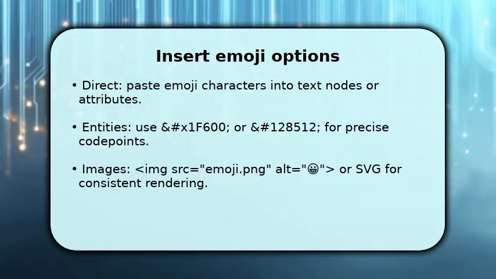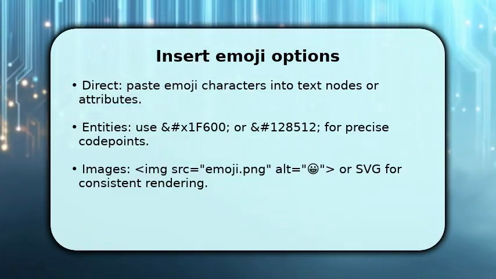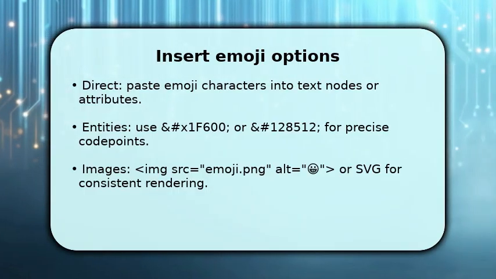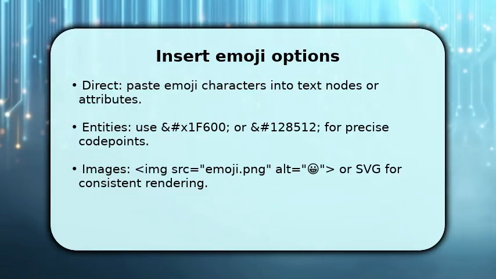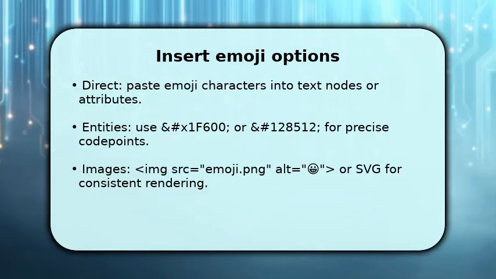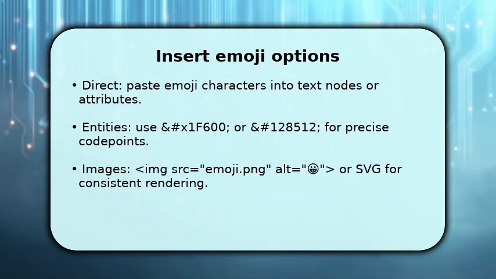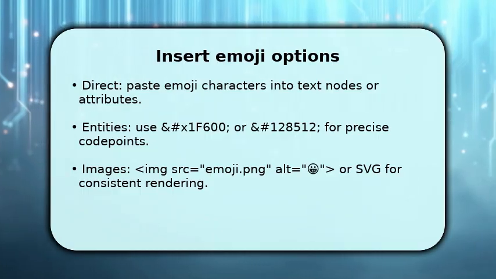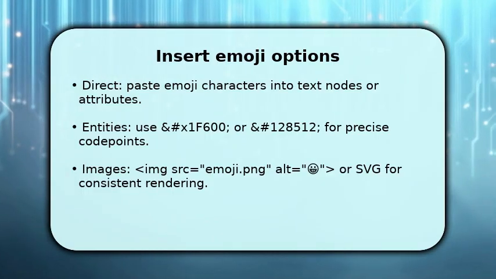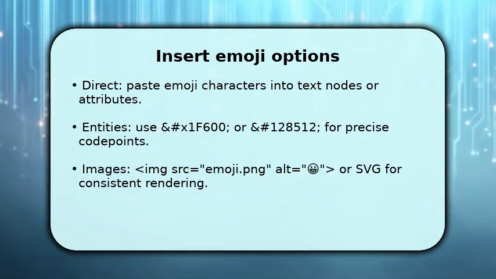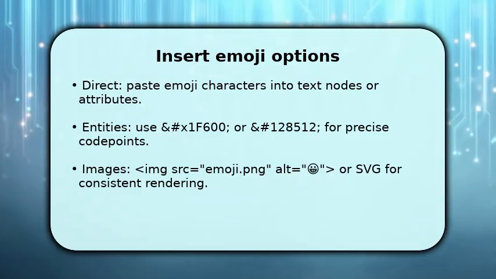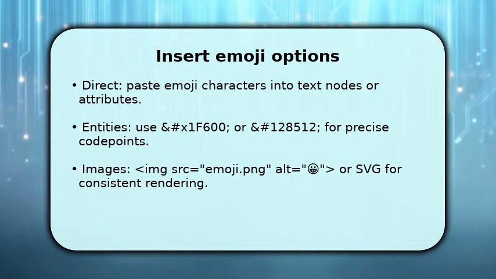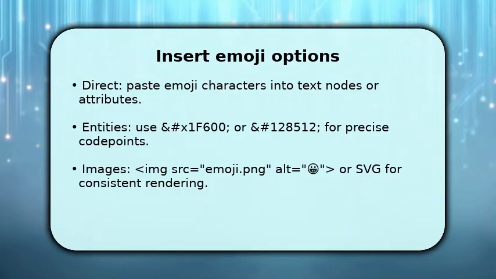For the fastest route, paste the emoji character directly into your HTML content or attribute values. If you need stability across encodings, use numeric entities like &#x1F600; hex, or &#128512; decimal. If you require identical visuals across platforms, insert an img or inline SVG, and add a meaningful alt attribute for accessibility. Make sure to test in multiple browsers to verify appearance.